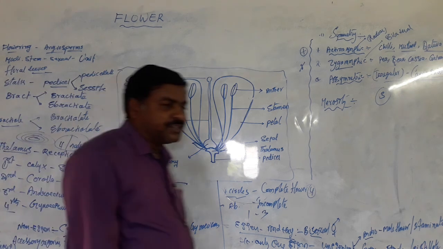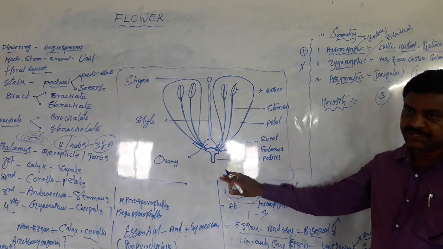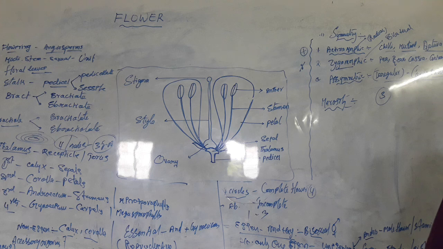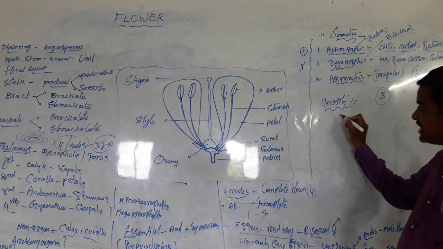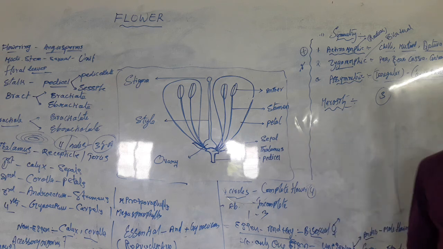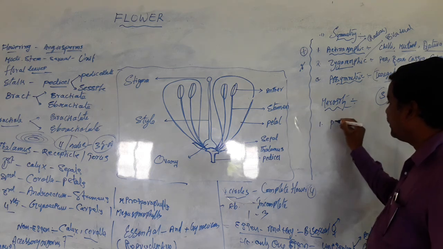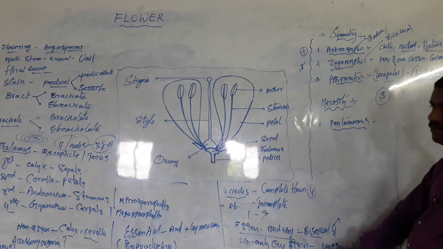Meiosity is nothing but the number of modified leaves present in each circle of the thalamus. Based on this meiosity, total flowers are divided into three types. One is called pentamerous flower.